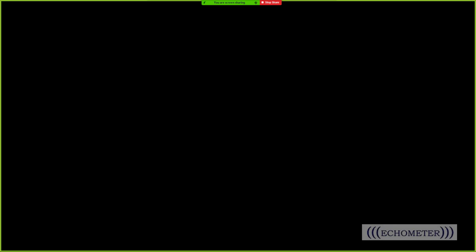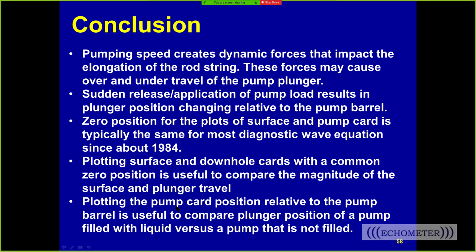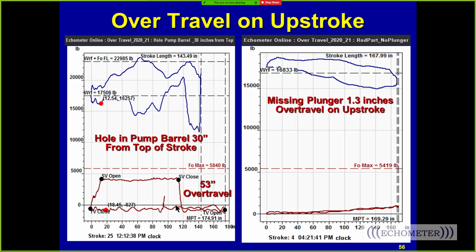We have a couple of questions. Okay, good. Let me start with the last one. That's slide number 56 on the left-hand side where you have the hole in the barrel. They're asking if a pump is top anchored, can we see the hole in the barrel?